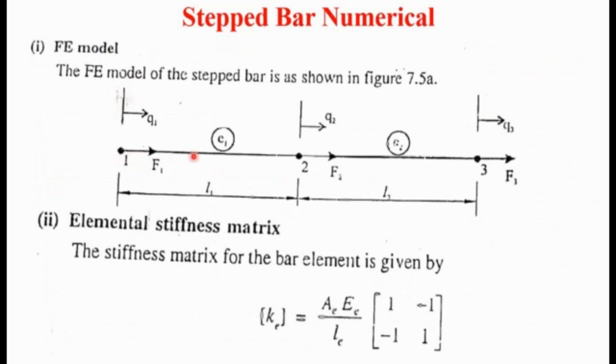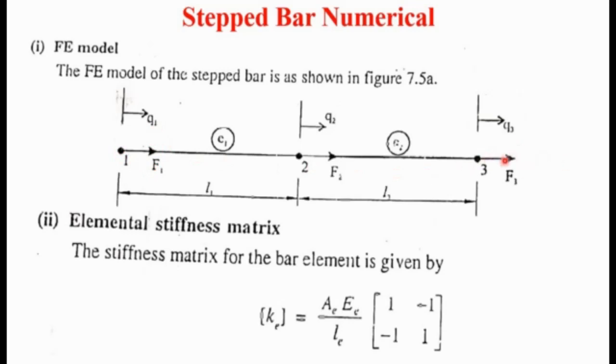This FE problem is modeled here by using the first element, from node 1 to node 2, and the second element for the second step, from node 2 to node 3. The force acting at node 3 is F3, the force acting at node 2 is F2, and the force acting at node 1 is F1.